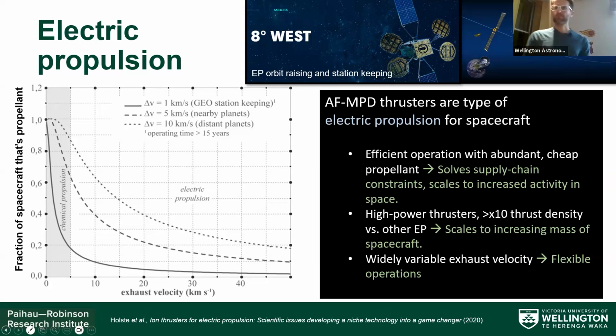The specific type of thruster we use has efficient operation with abundant propellant. It has a high thrust density, and you can vary the exhaust velocity. As I was walking in today, somebody was chatting about Starlink, and every single Starlink satellite uses electric propulsion, so it's very common these days.